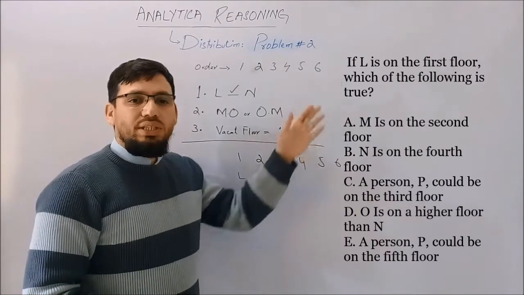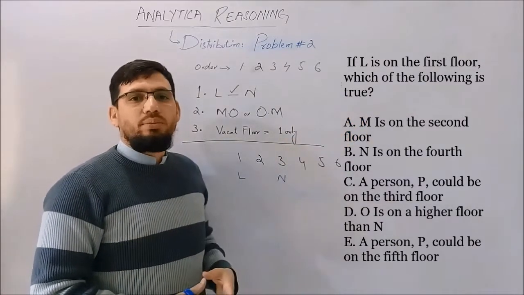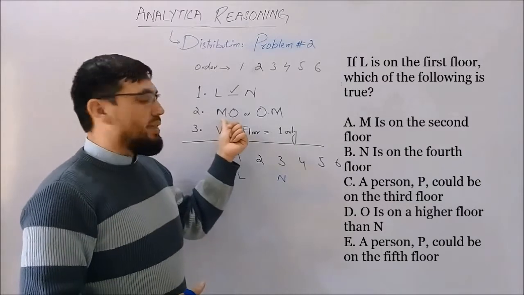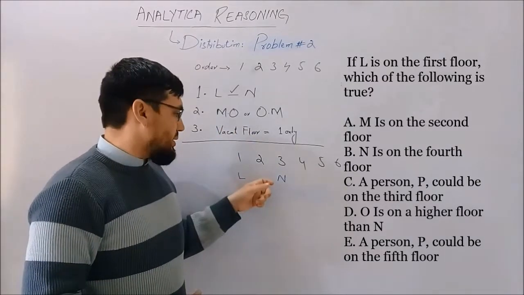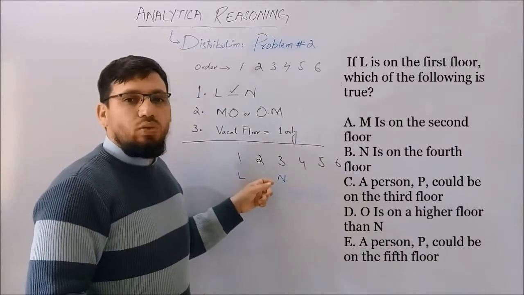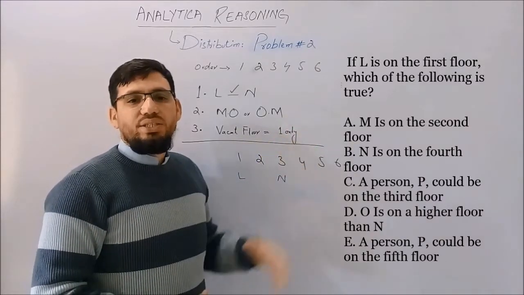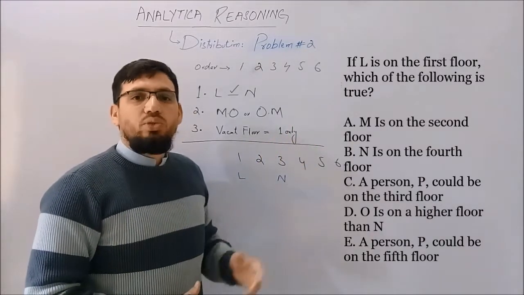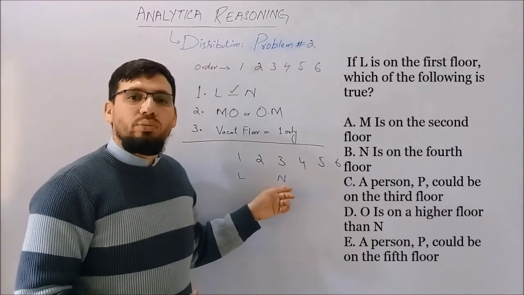The first option given to us is that M is on the 2nd floor, but it is not possible. As you can see over here, M must appear next to O, and the 2nd position does not have any space on the left or right side of it. So it could not be true. The second option is that N is on the 4th floor, but you can see clearly that N is on the 3rd floor, so it could not be true.